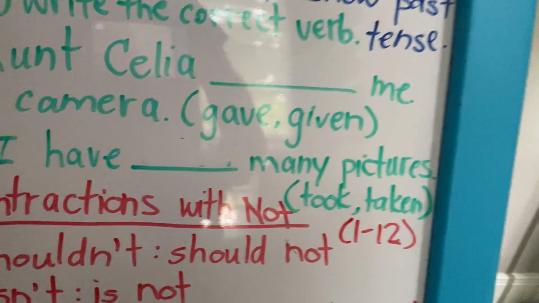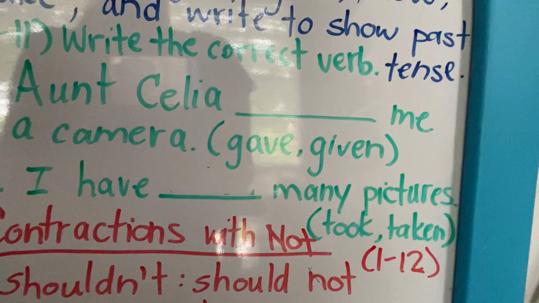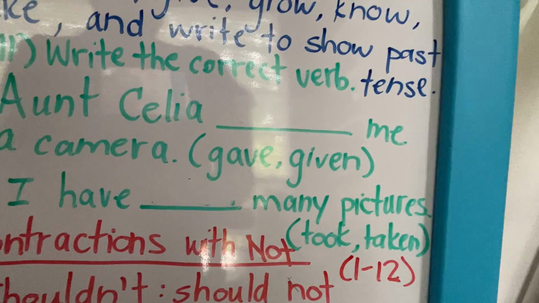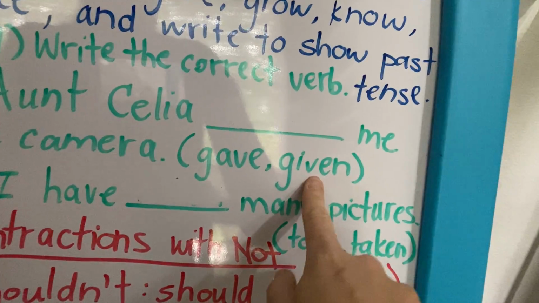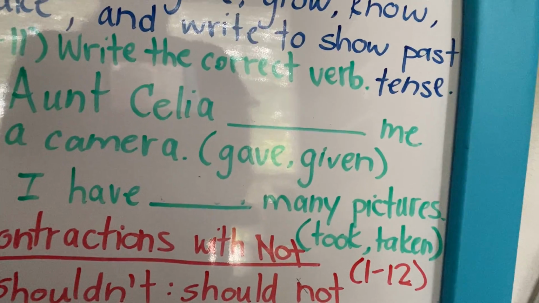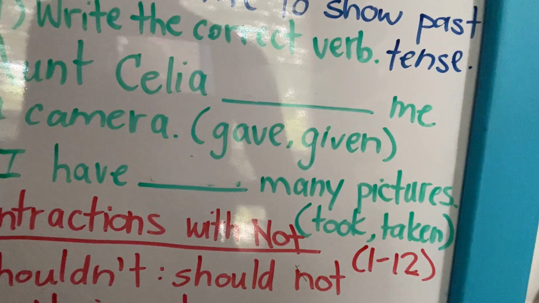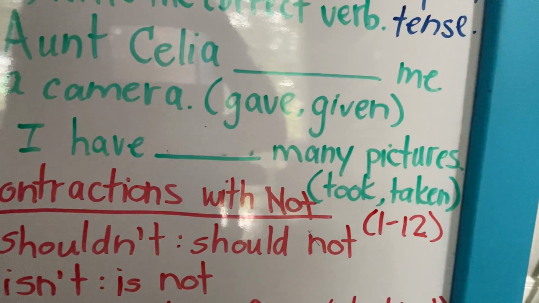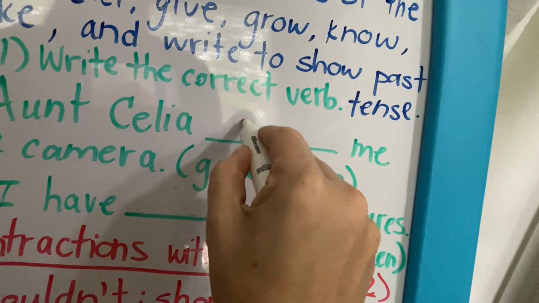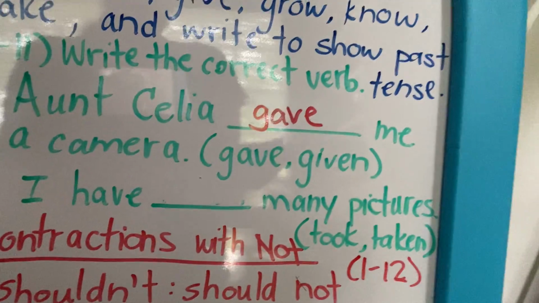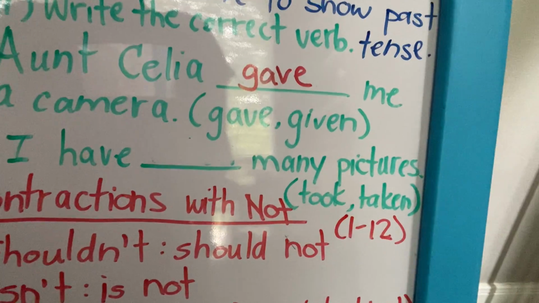So you have to put each word into the sentence to see if it makes sense. So I could say Aunt Celia given me a camera, or Aunt Celia gave me a camera. Well, the correct verb that makes sense would be gave. Aunt Celia gave me a camera, okay?